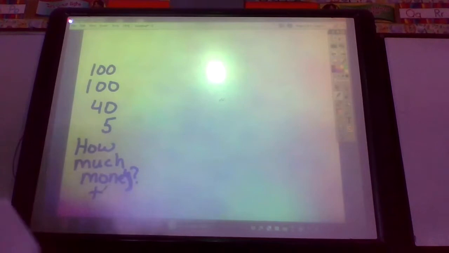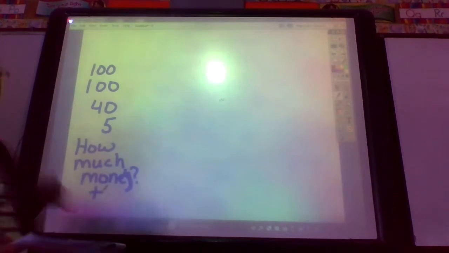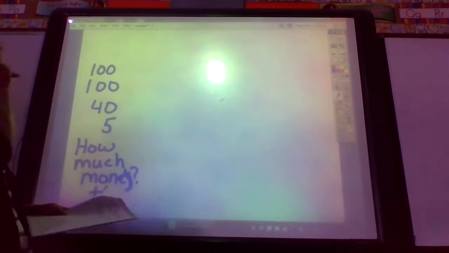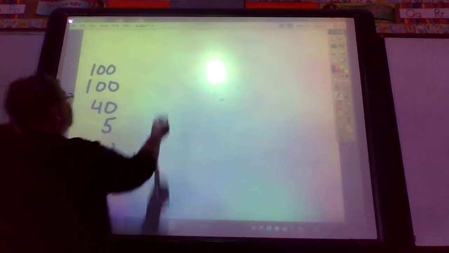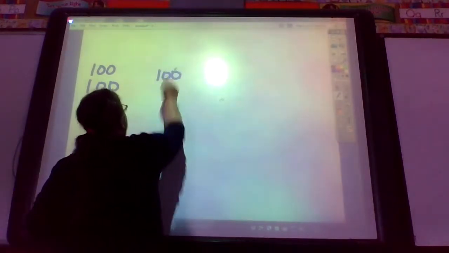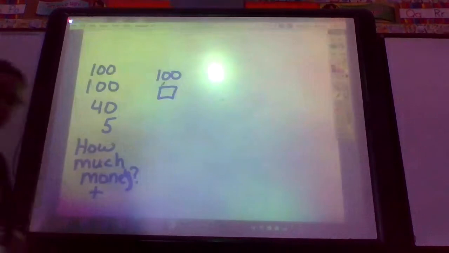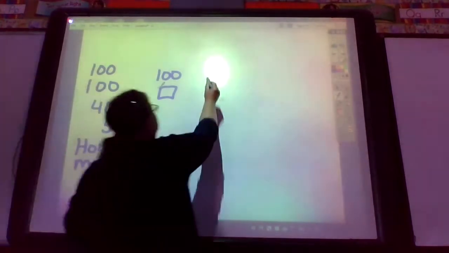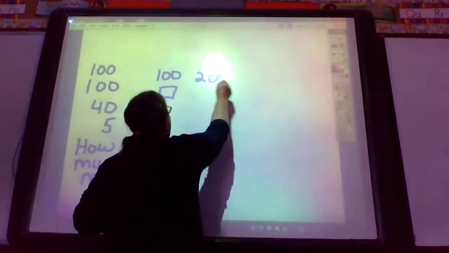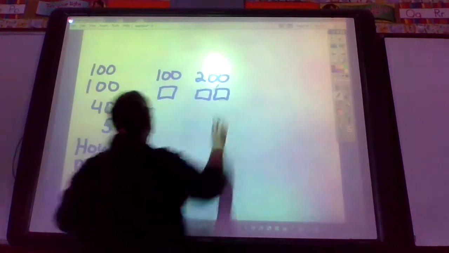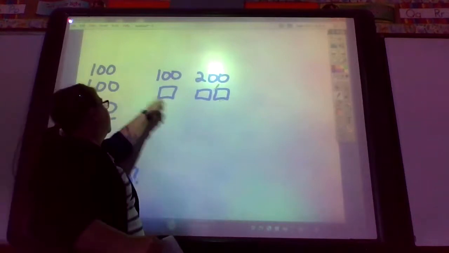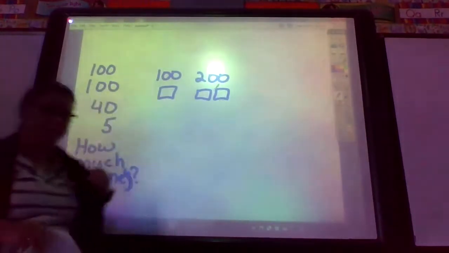Well, we're gonna do this with quick draws because you guys have been really enjoying those quick draws. So he had 100. So here's my first 100. So I drew that. He's got a second 100. So we're gonna have to put a second 100 there, okay? So now he has 200, because he got two of them. 100, 200. See? Here's my 100. And then if I put that with it, now I have my 200.